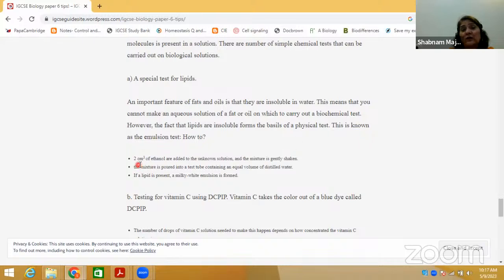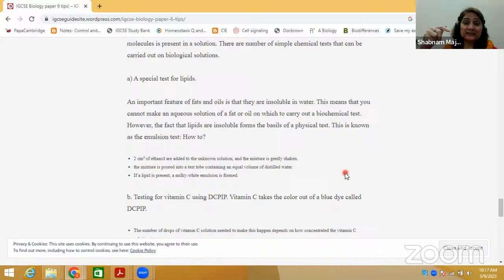This is known as the emulsion test, with 2 cm³. As I said, whatever reagent and sample you are taking, suppose in this case you are taking margarine and ethanol, so 2 cm³, 2 cm³. Or in the reducing sugar test, 2 cm³ of Benedict's and 2 cm³ of glucose whatsoever. Same is the case with the biuret test, whatever specimen you are taking, both solutions. The mixture is gently shaken. In this case, you can shake the mixture to see a positive fat emulsion test. Are you going to shake or are you going to heat?